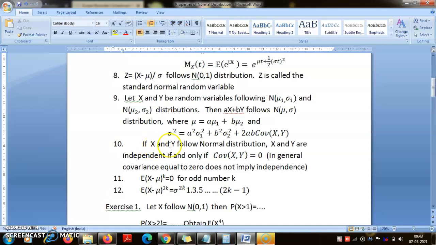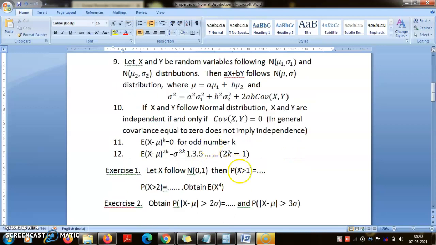But in this case, if I say that x and y are following a normal distribution, then covariance equal to 0 will imply independence. And of course, covariance equal to 0 means independence only for the normal distribution.